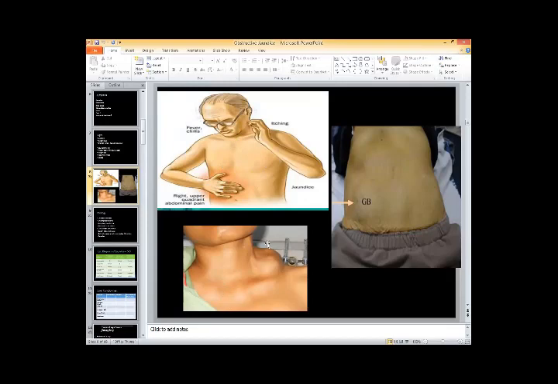If you see here, there is an enlarged left supraclavicular lymph node. This is called Virchow's node, and this sign is called Troisier's sign. This is also positive in deep intra-abdominal malignancies. And if you see this patient, there is yellow discoloration of the skin.